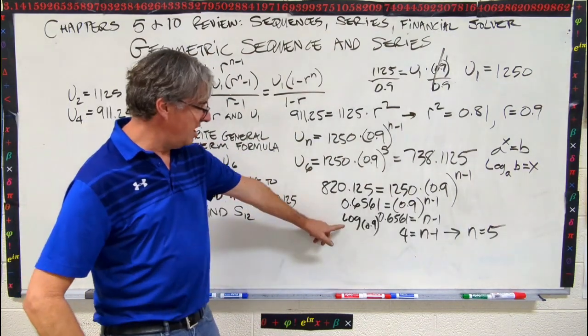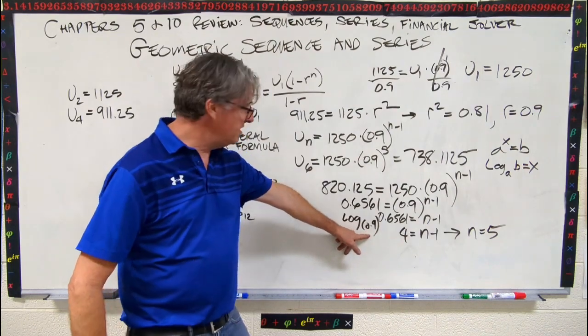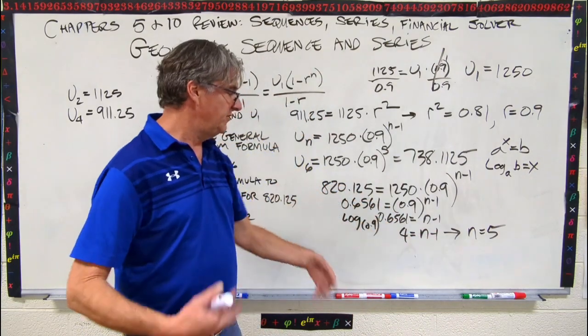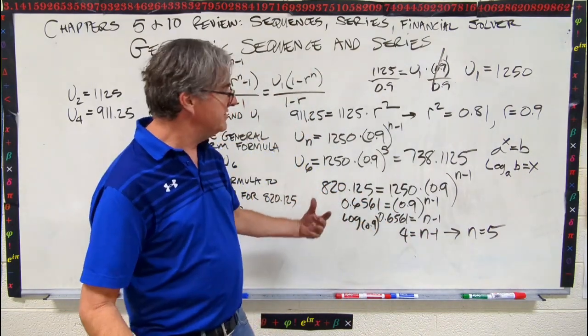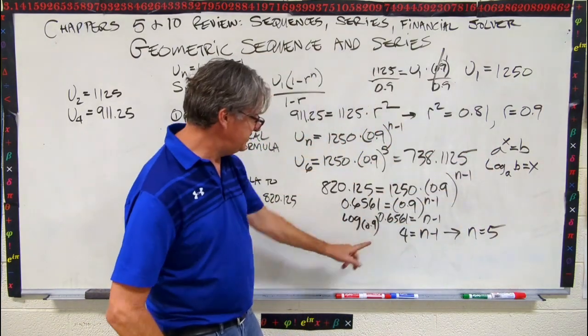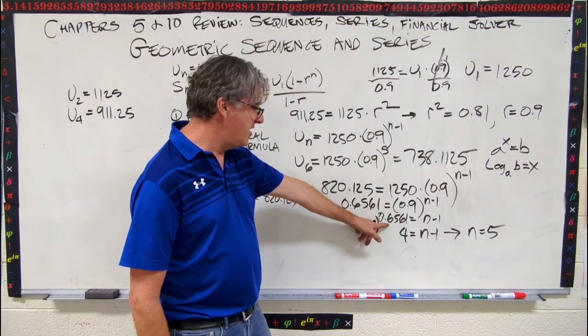All right, so here's my log equation. Log to the base 0.9 of 0.6561 equals n minus 1. So that's the trick there. One other thing to remember is that the power has a base, and that base is the base of the log. So base, then you throw the other number you need.